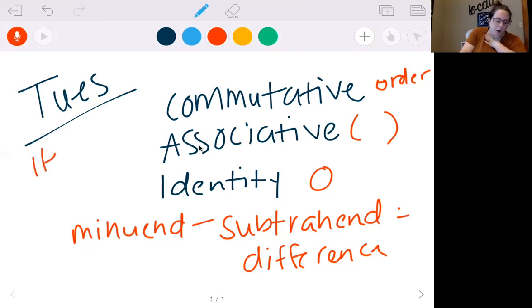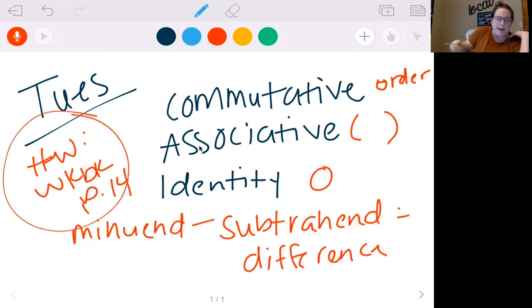And your homework is workbook, page 14. Okay, so that's it for today. Just a quick little review quiz. I want to see how you can do on these before we move on to our test, which will be next week. So do this for me today. Let me know if you have any questions, and then your homework is workbook page 14, which is just some review.